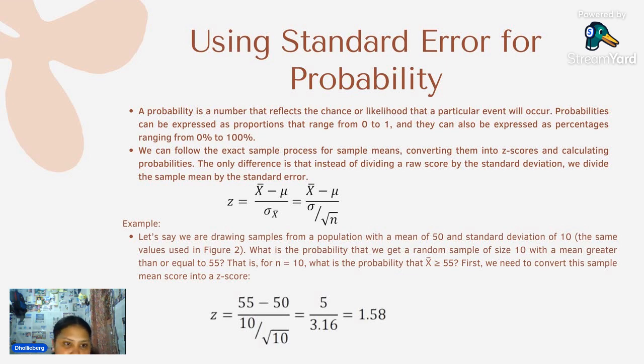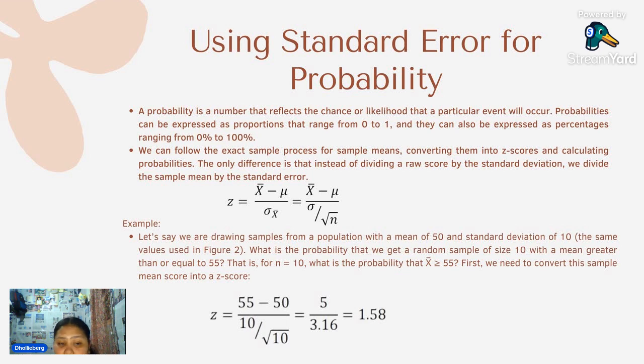the sample size. So for example, let's say we are drawing samples from a population with a mean of 50 and a standard deviation of 10. What is the probability that we get a random sample of size 10 with a mean greater than or equal to 55? That is, our sample size n is equal to 10. What is the probability that the sample mean is greater than or equal to 55?